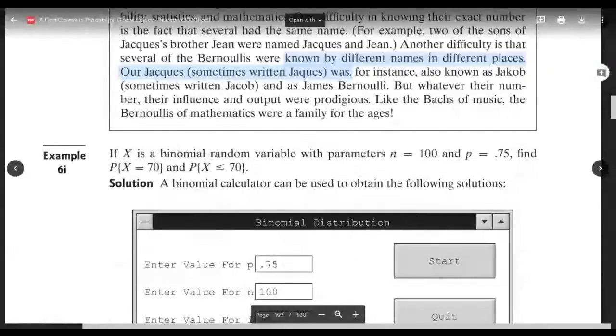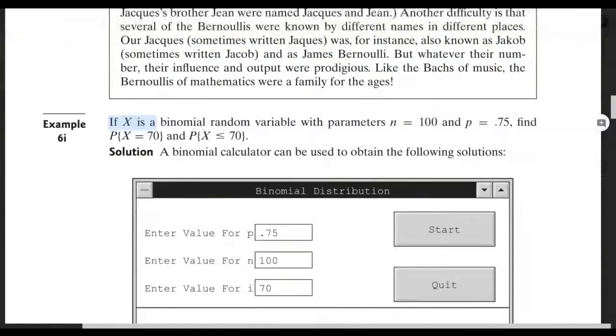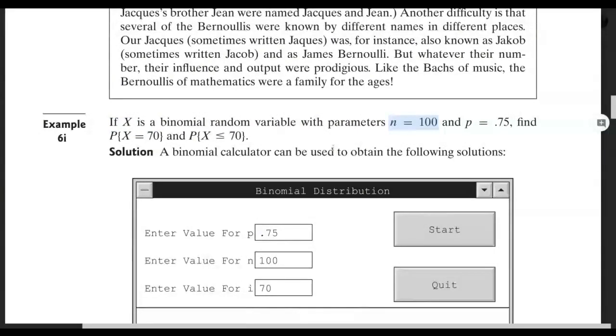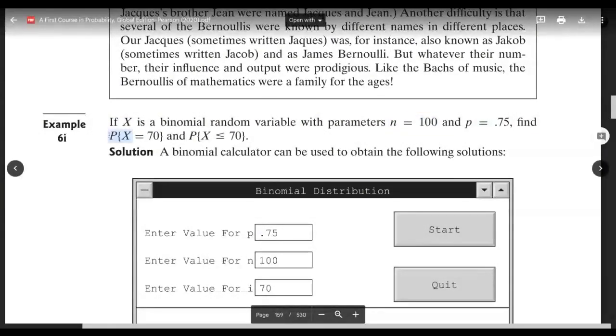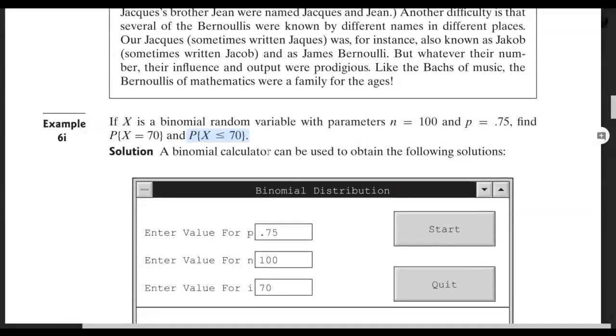Okay, final example. If the random variable is binomial with parameters n equals 100 and p equals 0.75, we want to find the probability of X equals 70 and the probability of X less than or equal to 70.